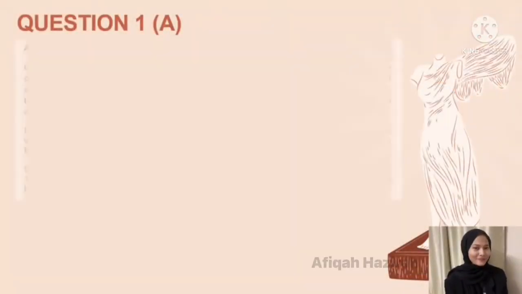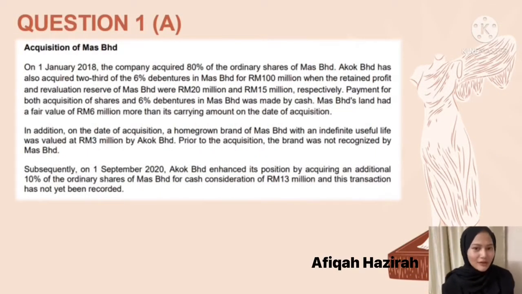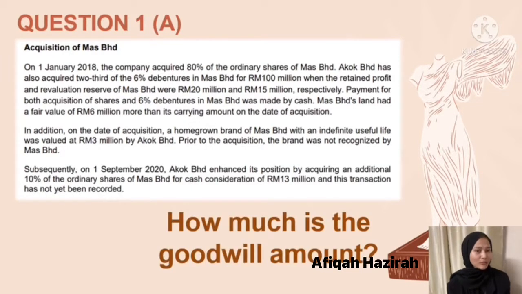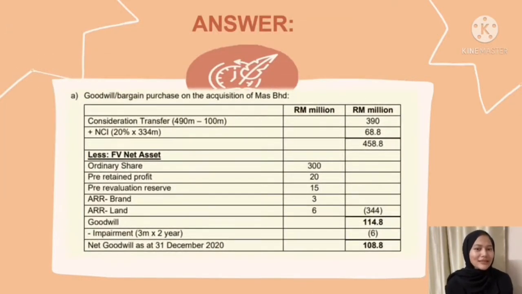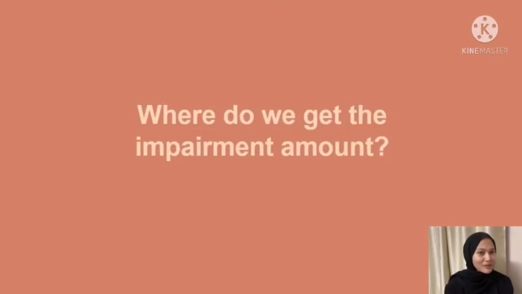Question 1A. Let's take a look at the information given for the acquisition of Mas Berhad. So, how much is the goodwill amount? Let's find out. Basically, this is the formula to get the goodwill. First is consideration transfer plus NCI, and then less fair value net asset, and then we will get the amount of goodwill, and then it will be minus impairment, and finally we will get the net goodwill as at 31 December 2020. Where do we get the impairment amount?